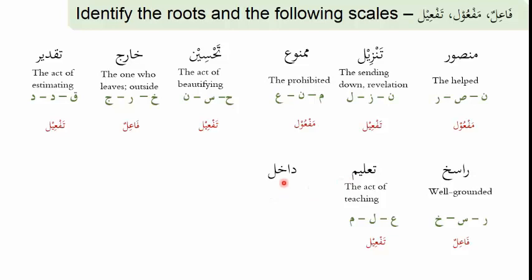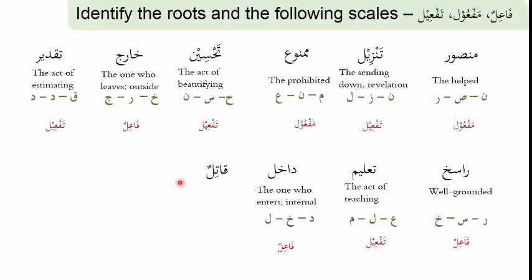Dakhilun. The alif is added there, so we are okay with that very easily. It means the one who enters, or it can mean something internal. Something is dakhil, it's inside. Okay? The root is dal, kha, and lam, and the scale is fa'ilun.